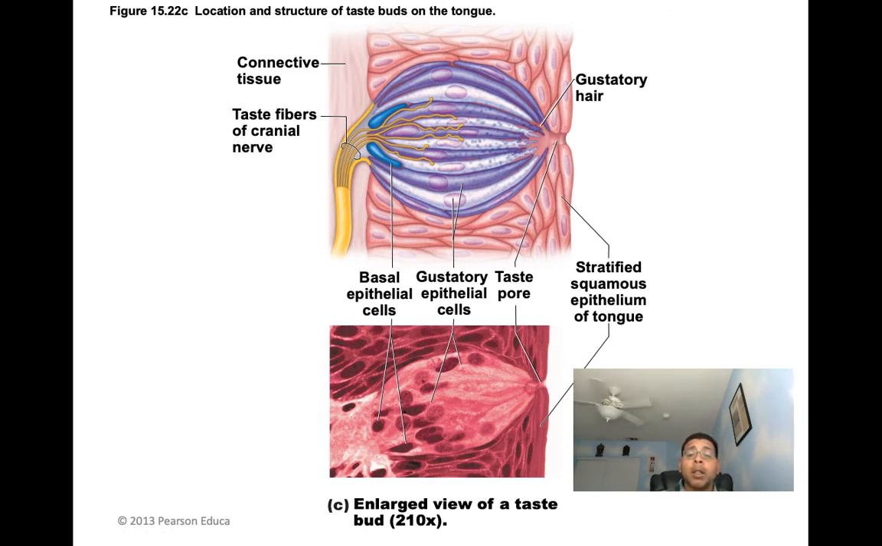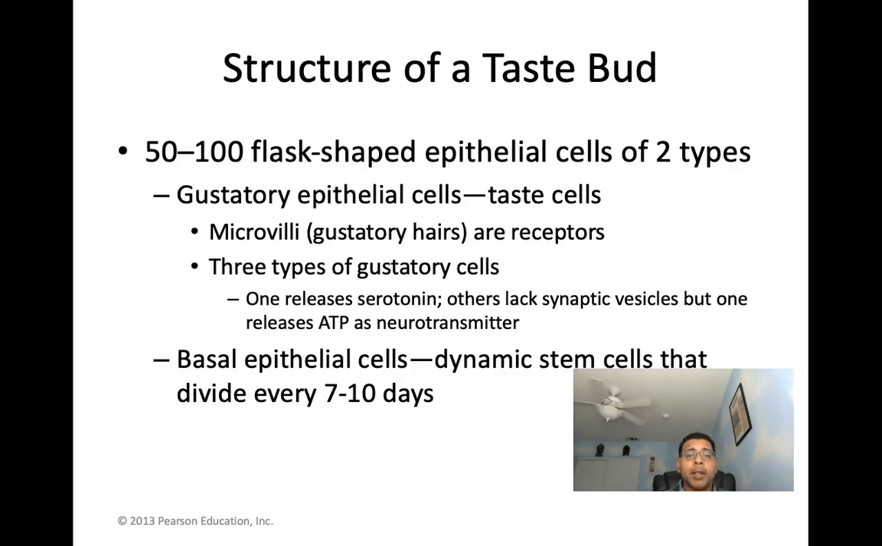These cells are in close contact with dendrites, you can see here, that are going to represent the initial part of the gustatory pathway that eventually leads to the brain. So going back here, we can see we have 50 to 100 flask-shaped epithelial cells of two types. Gustatory epithelial cells, the taste cells we said there, and then our basal epithelial cells, which are dynamic stem cells that divide every 7 to 10 days.